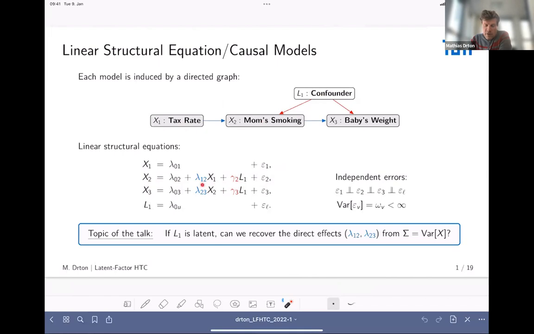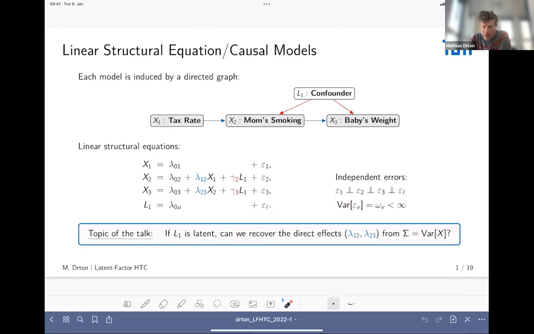And there are coefficients that sit on these edges as weights. And then there is noise to make these relationships stochastic. Each variable and each equation gets its own noise. The starting point is that the errors in these equations are all independent. So they're simply modeling noise. And I'm going to assume that each one of them has a finite variance. And so we can talk about the covariance structure in this model.